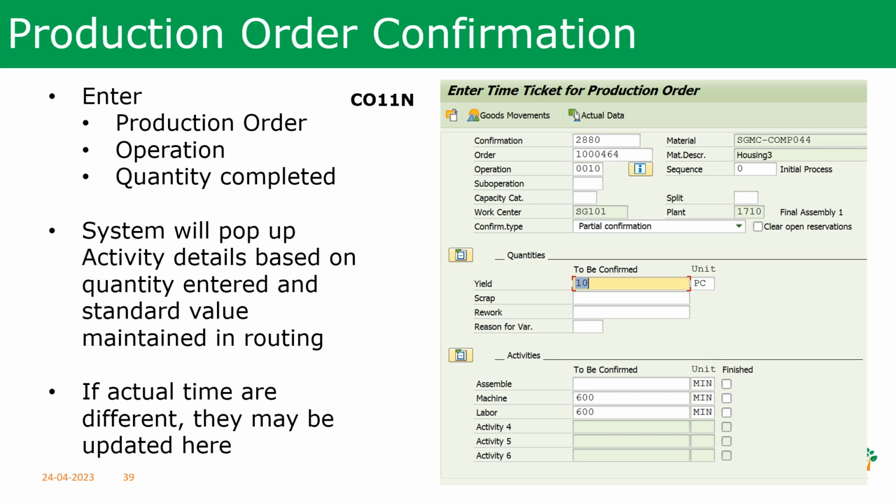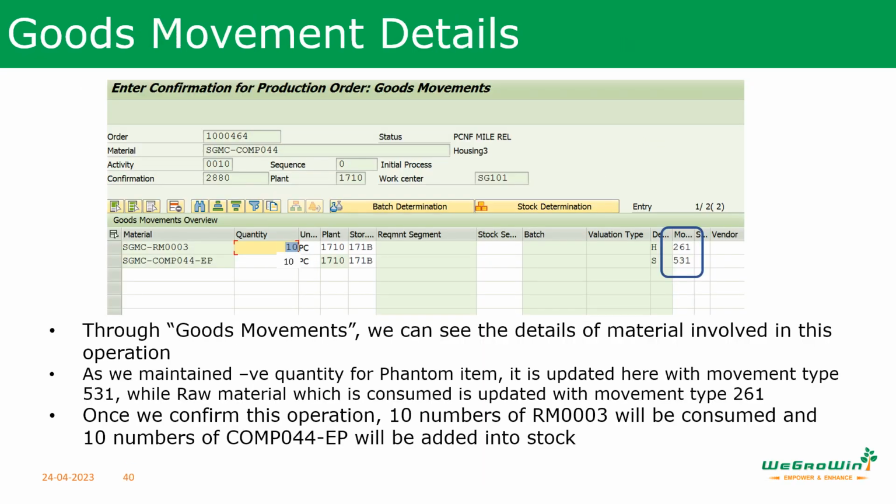Meanwhile, if you want to see the goods details, press this goods movement tab, which is showing on the top left. In the goods movement tab, we can see the details of materials involved in this operation. As we maintained negative quantity for the phantom item, it is updated here with movement type 531. Please note, because we added negative, it has to be added. So the addition of the material is like a byproduct getting added. So the movement type is 531.